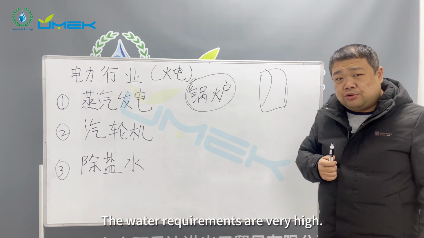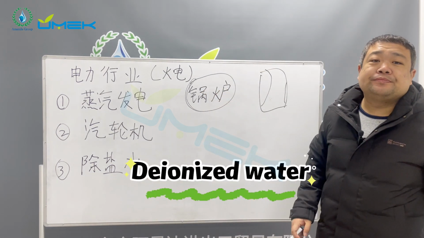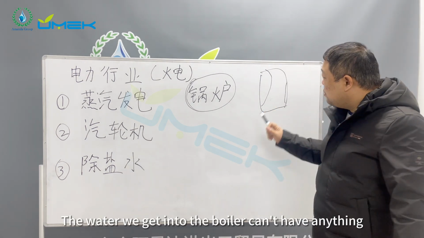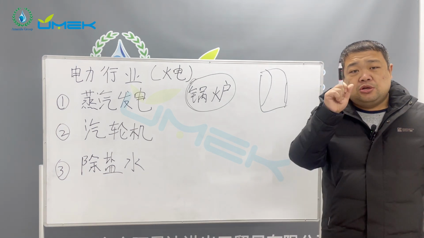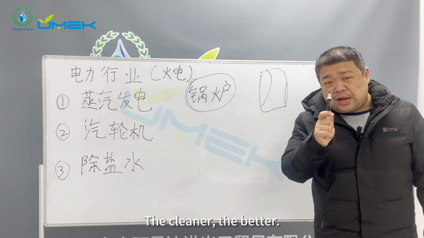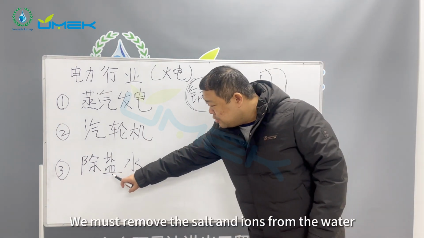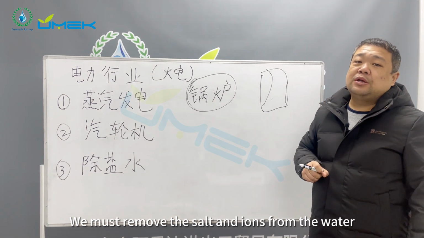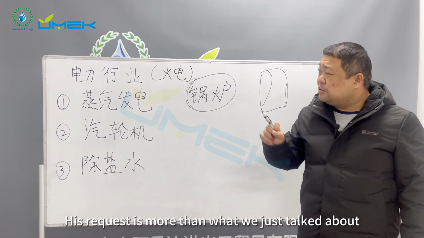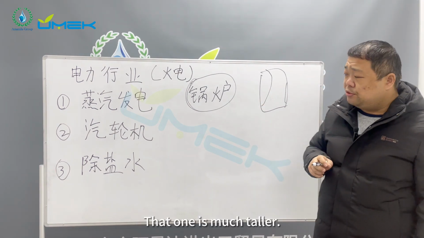The water requirements are very high. That desalinated water is very important. The water we get into the boiler can't have anything in it. The cleaner, the better. The purer, the better. So, we must remove the salt and ions from the water. His requirement is higher than what we just talked about for drinking water. That one is much taller.